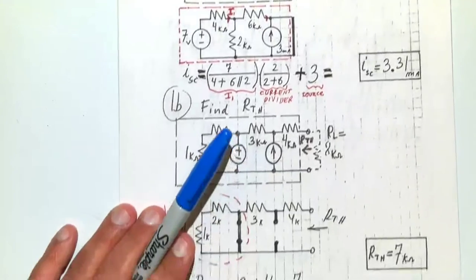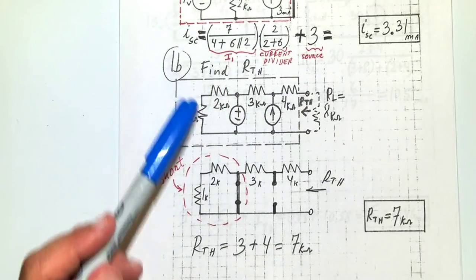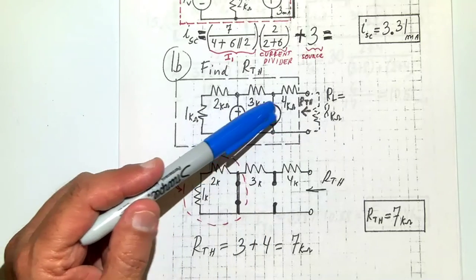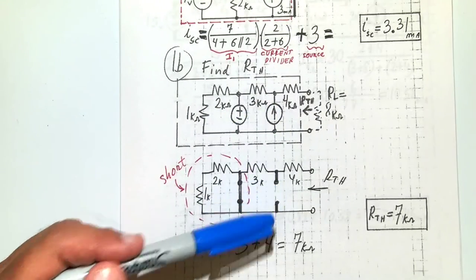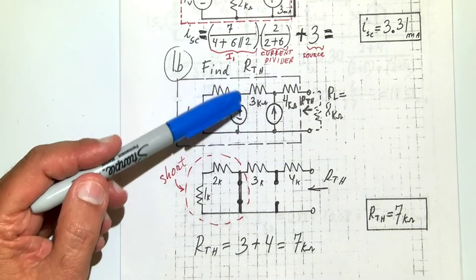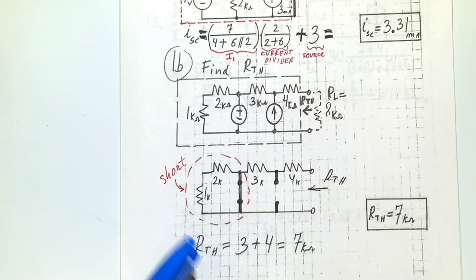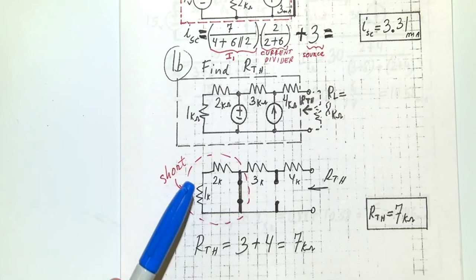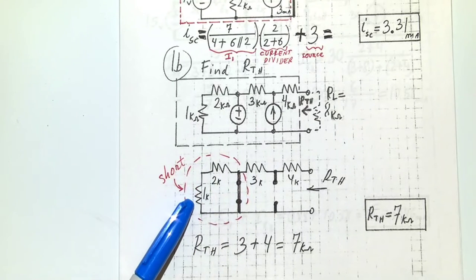Part B was about finding R Thevenin. This was a straightforward thing. And instead of the current source, you put open circuit. Instead of the voltage source, you put short circuit. Now, when you put short circuit in parallel with 2 and 1, what happens? It becomes short, right? Short in parallel with no matter what kind of resistors you have. So this whole thing becomes short. Clear? No, not clear? Okay.